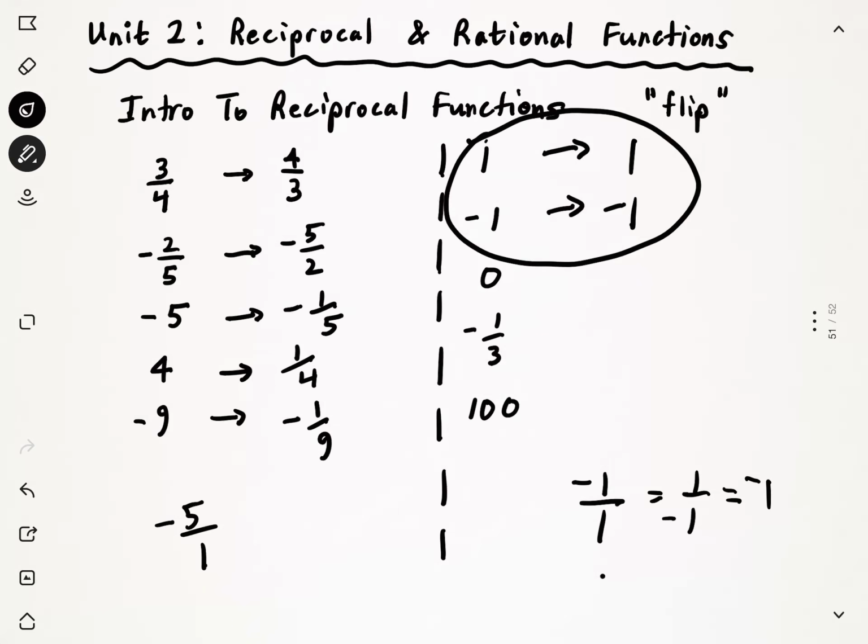So that's an important piece of information that we're going to use in this next section. We want to hold on to that: the two numbers where if you get the reciprocal of it, they're the same number. That is 1 and negative 1.